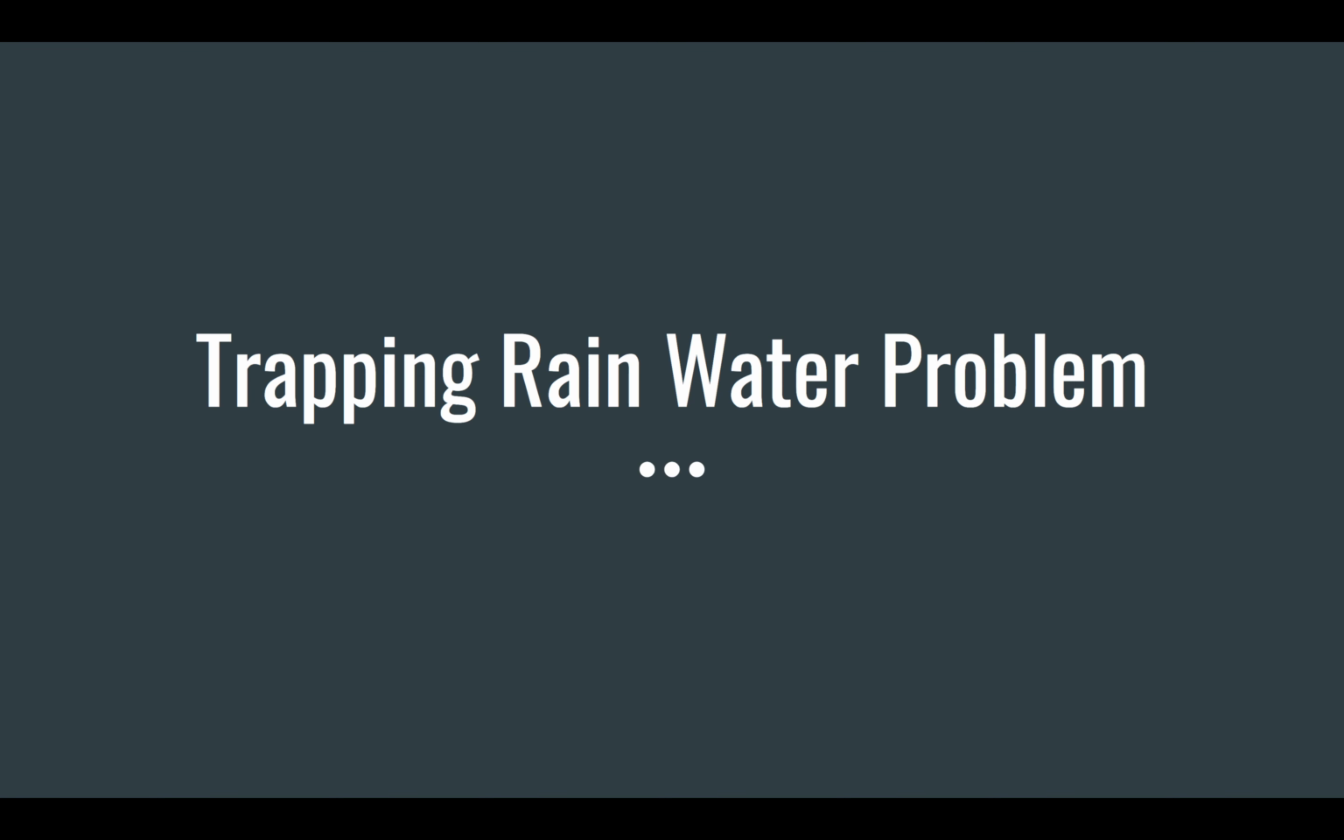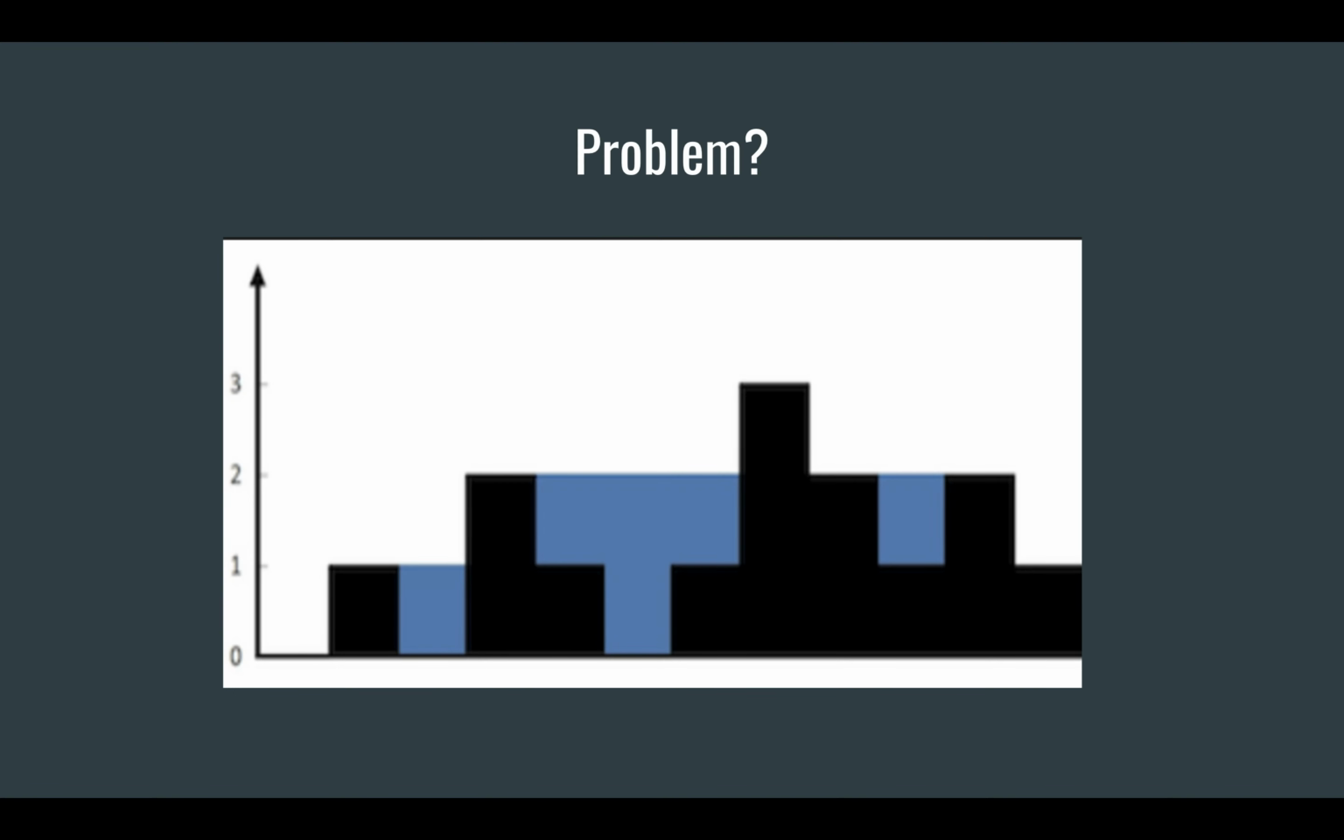In this video, we will look into the classic problem, the trapping rainwater problem. So what's the trapping rainwater problem? You will be given an array of integers, each indicating the height of the walls, and you need to find out how many units of water will be trapped between those walls.